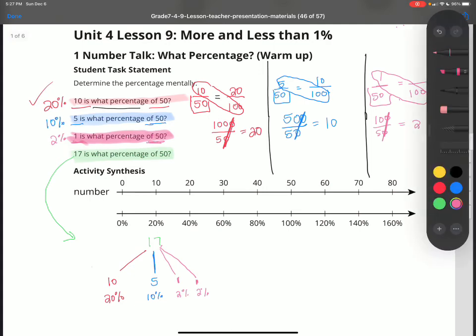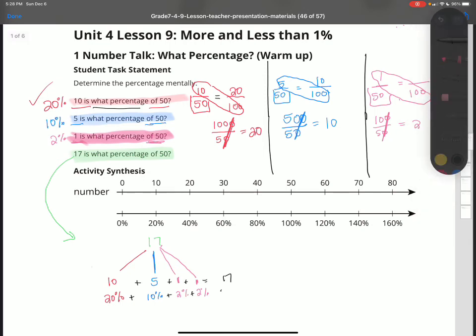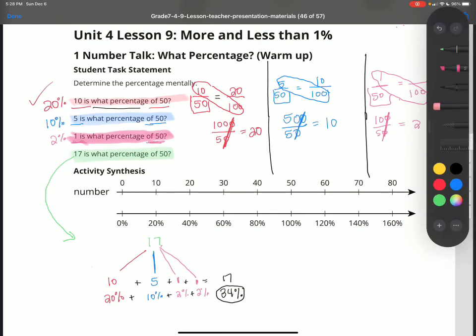So if I was to add these numbers together, it would equal 17. Therefore, if I was to add the percentages together, it should give me what percent 17 is of 50, okay? So 20%, 10%, 2%, 2%, and it should give me, let me write it down, 34%. If I wanted to check my answer, I can use the proportion tables, so I can prove to you guys this is a good way to solve it, using your mental math. It makes it easier.